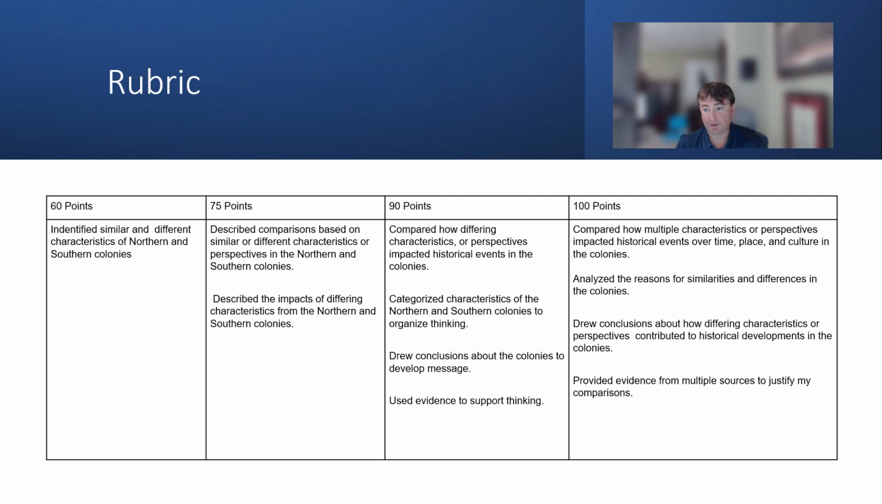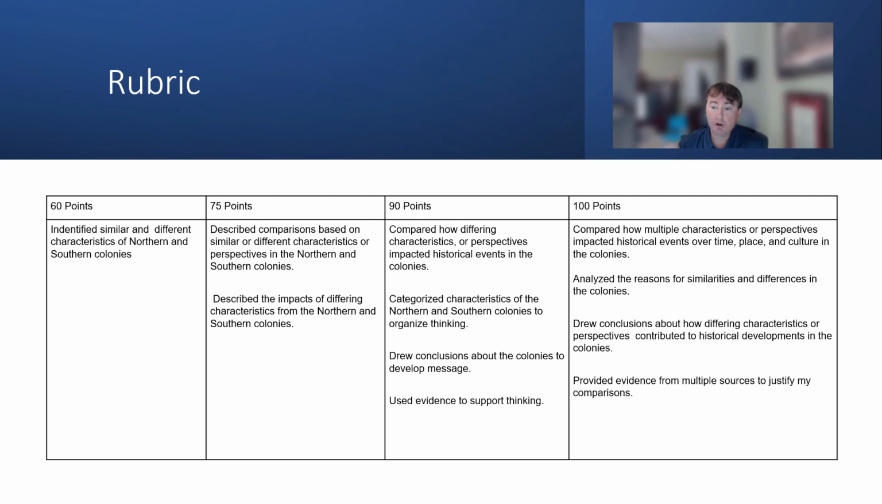Analyze the reasons for similarities and differences in the colonies. So why was religion different in the North than in the South? To give reasons, you got to actually understand and analyze the reasons for similarities and differences. You have to actually give a reason. That's what analyzing is. It's not just saying, well, the northern religion was like this and the southern religion was like that. It's actually giving the reason it was like that.